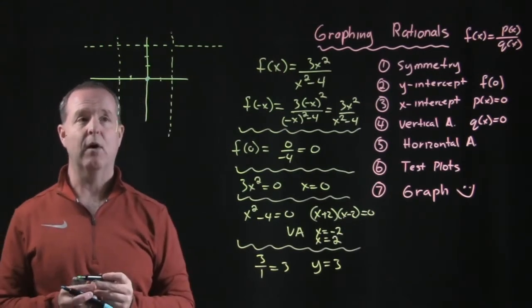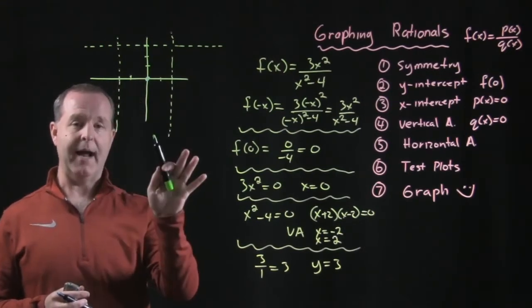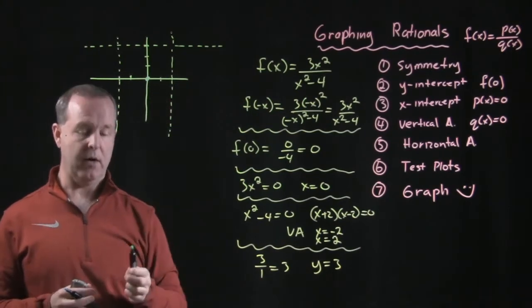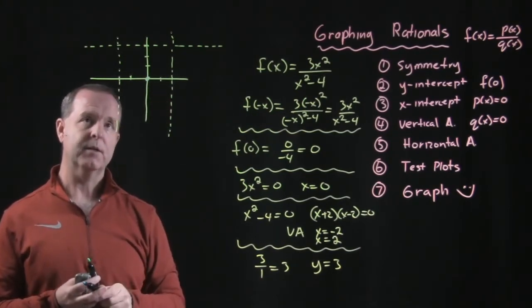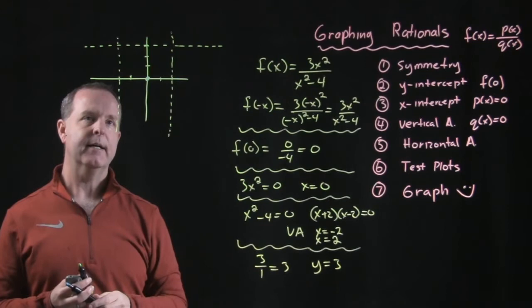Horizontal asymptotes. I have a horizontal asymptote at the line y equals 3. So what do we have involved here? I have all my asymptotes in place. I have one point on there for sure that I know. So we can start to look at some idea.